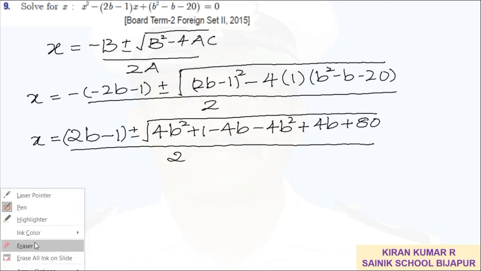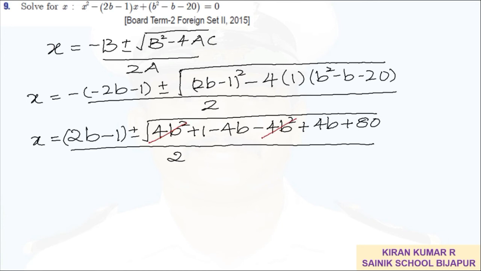Observe this term: 4b square and negative 4b square will get cancelled. Minus 4b and plus 4b will get cancelled. Here we have 80, here we have 1, the sum becomes 81. Root of 81 is 9. So x value is 2b minus 1 plus or minus 9 divided by 2.